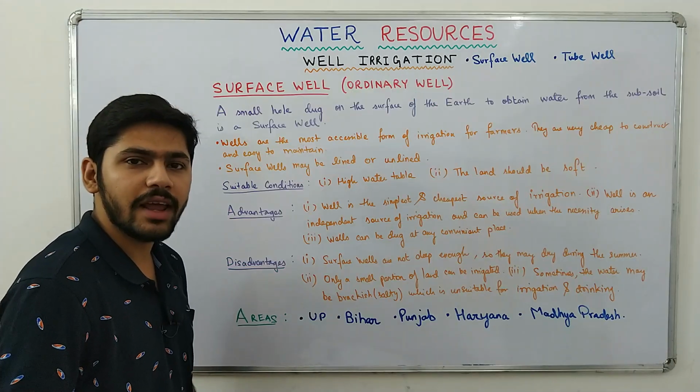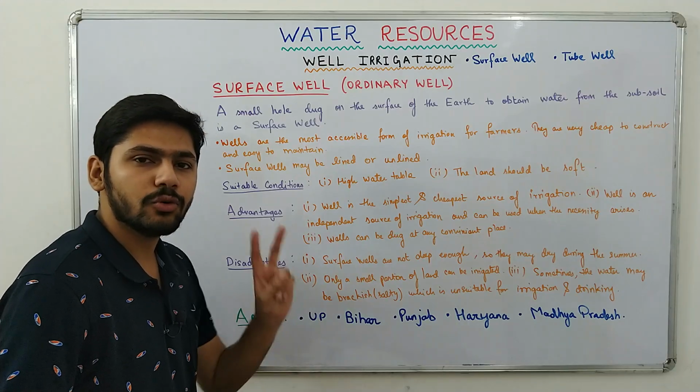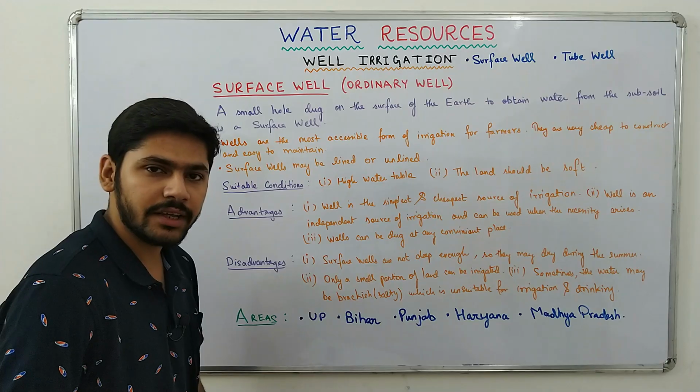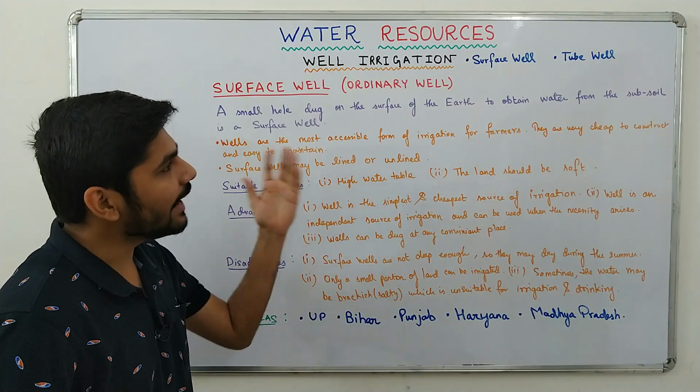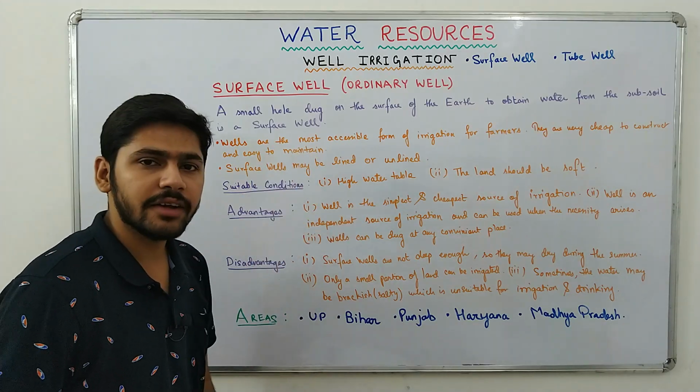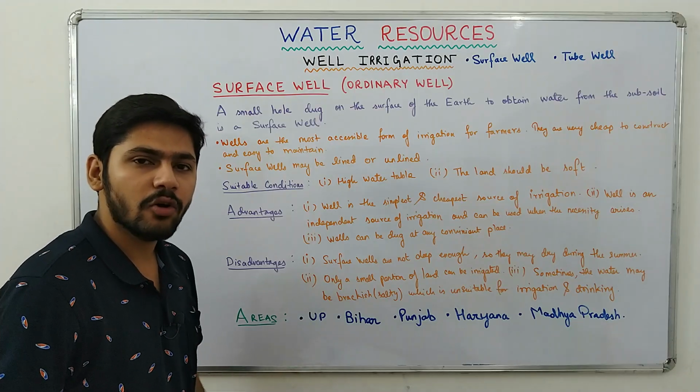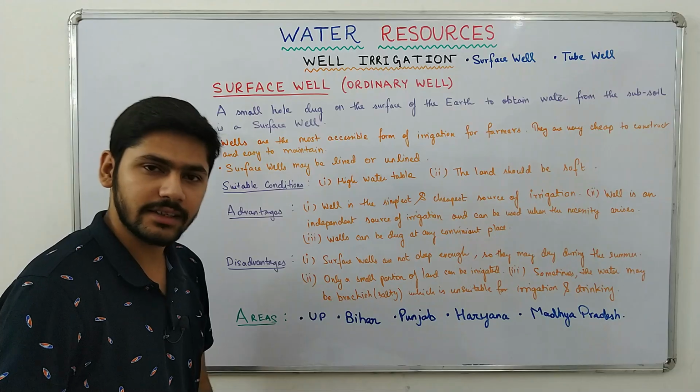Moving on to well irrigation. There are two types of wells that we will have to study, which are surface well and tube well. We will start with surface well. Now I hope all of you know what surface well is.